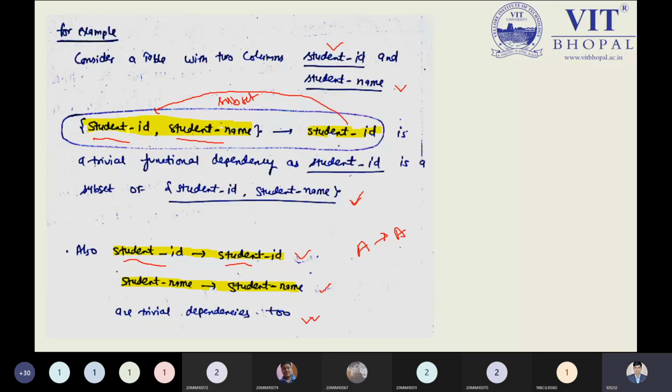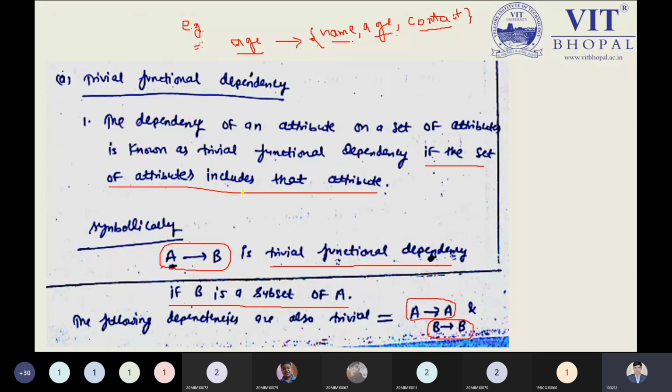So this is a trivial functional dependency. I am speaking once again, so please focus on my words properly. If the set of attributes includes the attributes on the right, then we can say it is a trivial functional dependency, and if Y is a subset of X, we can say so. Vice versa, trivial functional dependency will be acceptable while using this property. So please focus on this statement, the property.